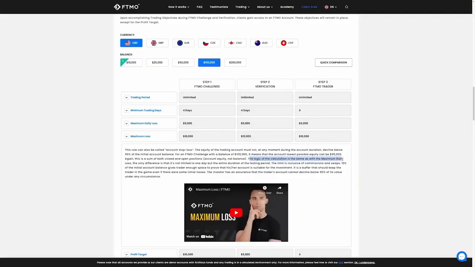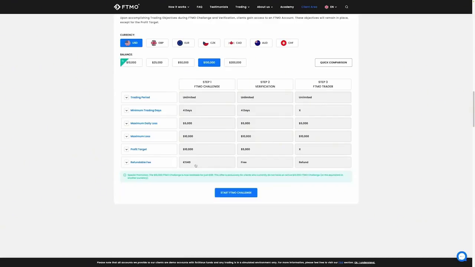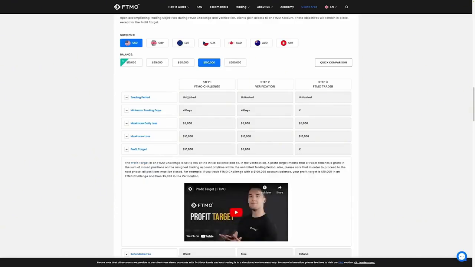How you calculate this is the same as the max daily loss. It's just that this one is not limited to one day, but the entire duration of the testing period. Once again, it includes the commissions and swap. And next is the profit target, like I mentioned, is 10%. So you need to achieve 10% in the challenge phase in order for you to move on to the next phase. You must make $10,000 in profit right here.